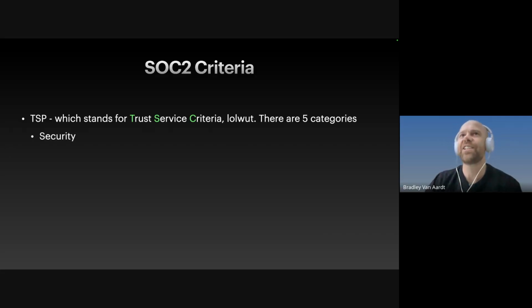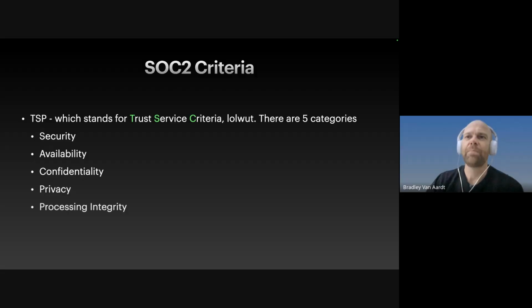And inside the Trust Service Criteria, there's 5 categories: security, availability, confidentiality, privacy, and processing integrity. Now, out of those, the only mandatory one is the security one. So that's the one that you have to do if you do a SOC 2. The other ones are all opt-in, and there's different requirements. So security is the most popular one. Availability is the next most popular one.